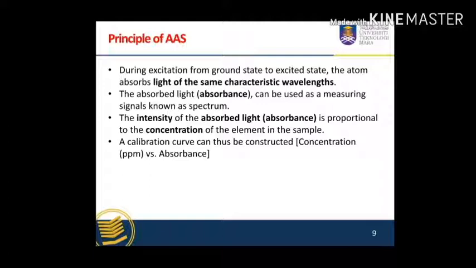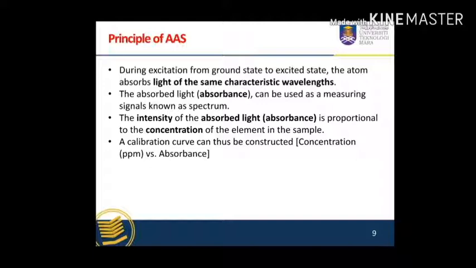The atom absorbs light of the same characteristic wavelength during excitation from ground state to excited state. In AAS, we use different light for different types of metal. If we want to measure copper, we use a copper lamp as the external light source. If you want to measure nickel, you need to use a nickel lamp. The light absorbance can be used as a measuring signal known as a spectrum. The intensity of the absorbance is proportional to the concentration of the element in the sample.